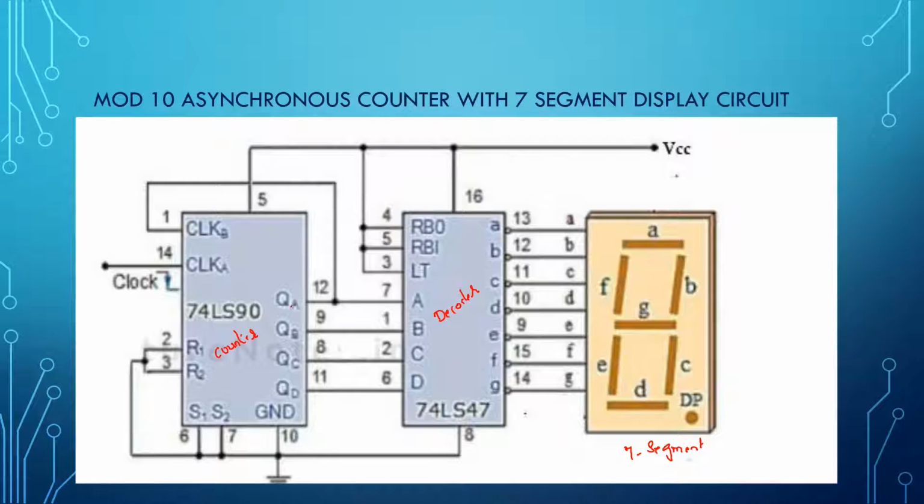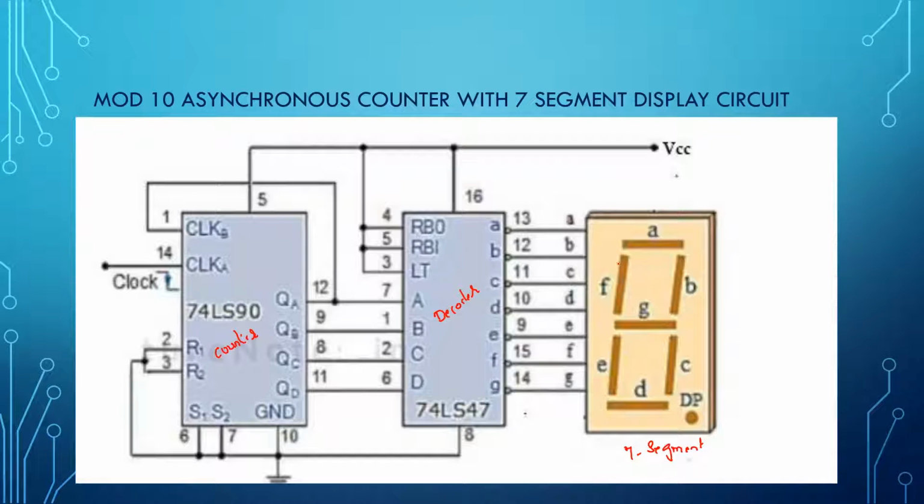The outputs of the 7490, which is your counter IC, which are QA, QB, QC and QD, will produce the binary output. The binary output is given to the 7447, which is a decoder IC. So it is given to A, B, C and D. Ground and VCC connections are done as per the pin diagrams. Whatever count this produces as per the clock input will be decoded by the decoder to a decimal number. The decimal number decoded by this decoder will be given to the 7-segment display.